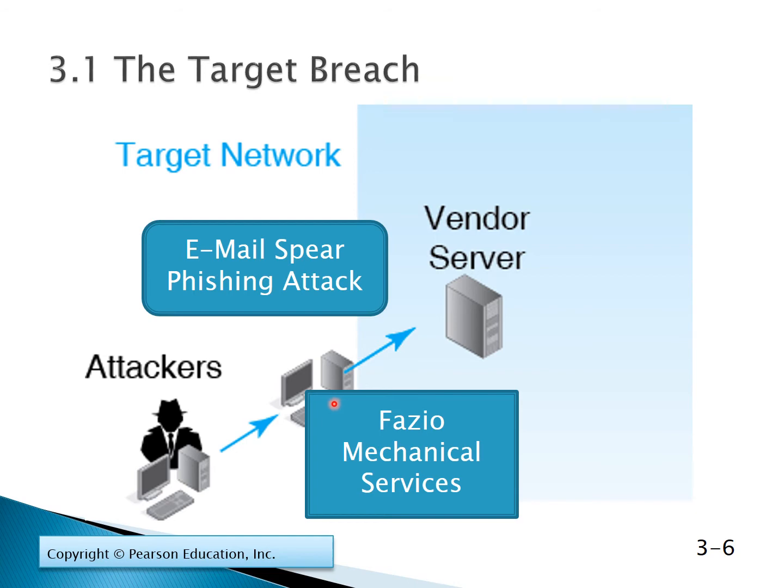But somehow the attackers gained access to this vendor through a phishing attack, or particularly a spear phishing attack. That means they wrote emails pretending to be friends or collaborators, and they tried to trick some of the vendor's employees to, for example, enter their password and so on. Somehow they were successful in doing that, and they gained access to the vendor's server.